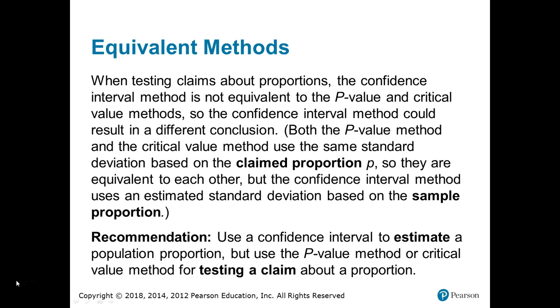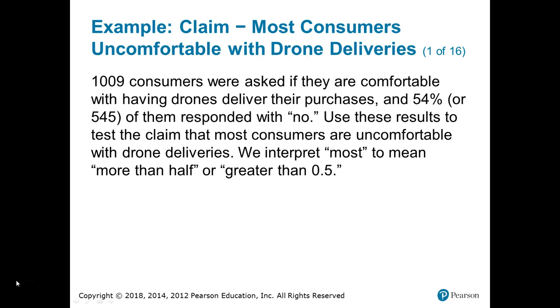When testing claims about proportions, the confidence interval is not equivalent to the p-value and critical value methods, so the confidence interval method could result in a different conclusion. Whereas the p-value method and the critical value method are going to give you the same result. So it is recommended you use the p-value method or the critical value method for testing a claim about a proportion. But we'll show you all three methods anyway.